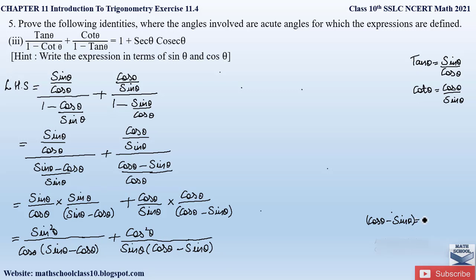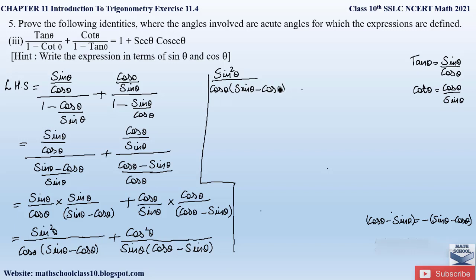Now when we take the minus sign common, this minus into minus will become plus, so sine theta will become positive and cos theta will become negative. Okay, so by taking the minus sign outside here, we will bring this minus sign to the numerator. Okay, so our equation will change now to sine square theta divided by cos theta into sine theta minus cos theta, minus cos square theta divided by sine theta into, so this changes to sine theta minus cos theta again.